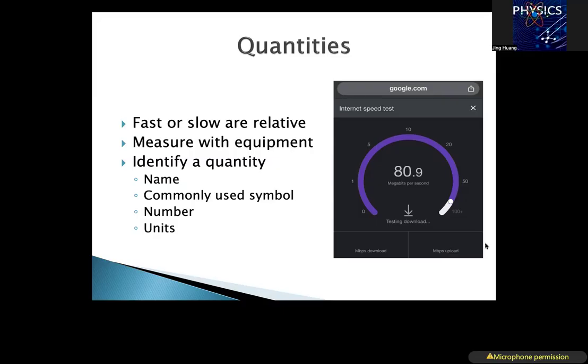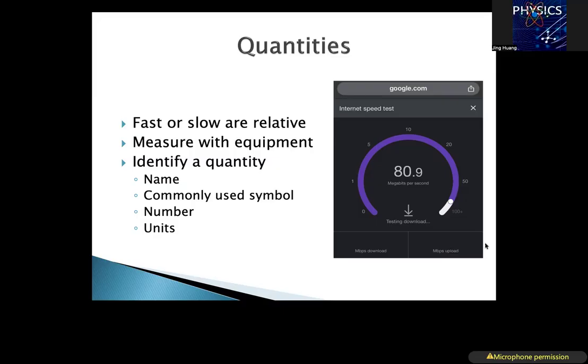The name of the measurement would be called temperature. And the commonly used symbol for temperature is a capital letter T. The number is, for example, 72 degrees, and the unit is Fahrenheit. That's a second example we give about quantities.